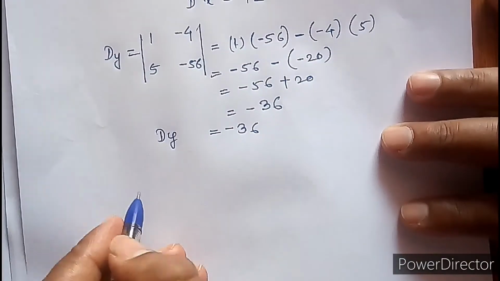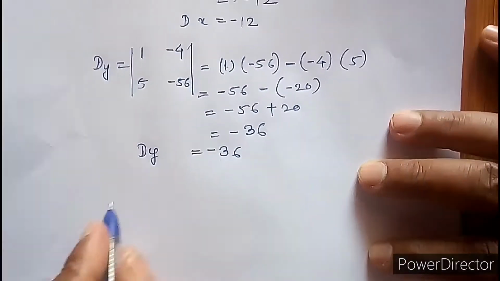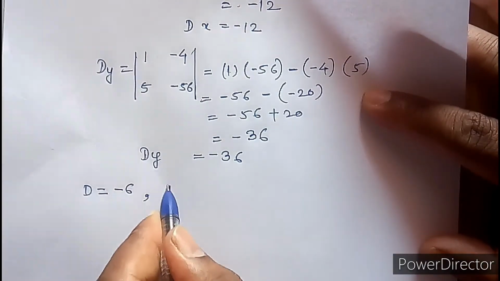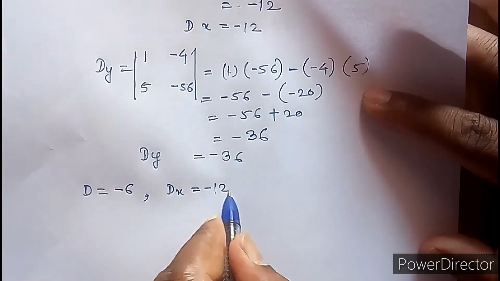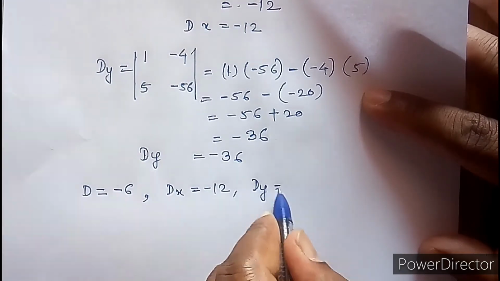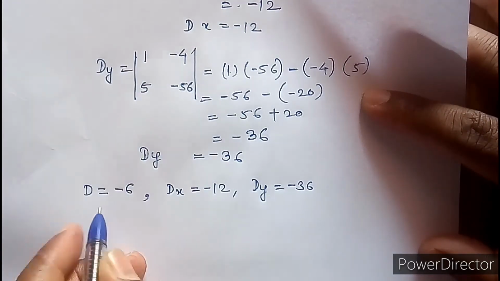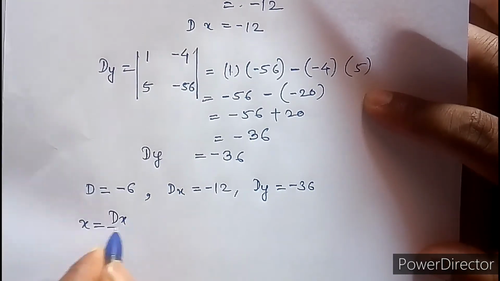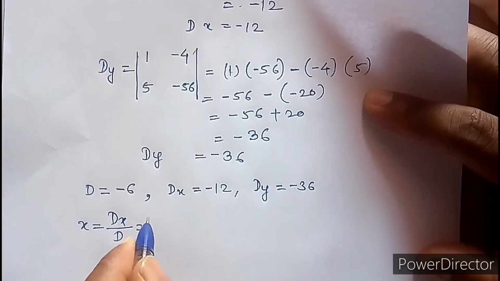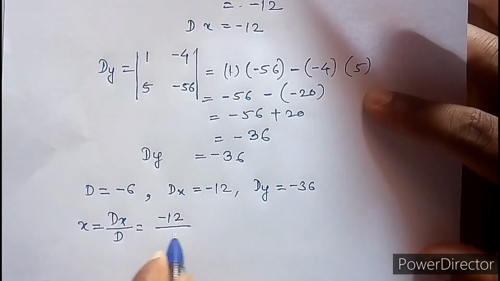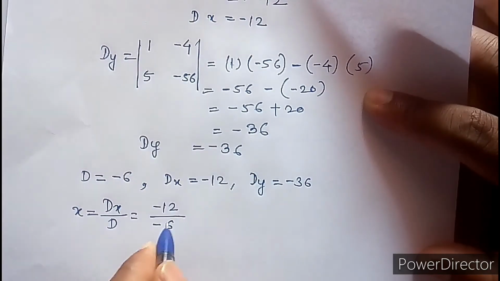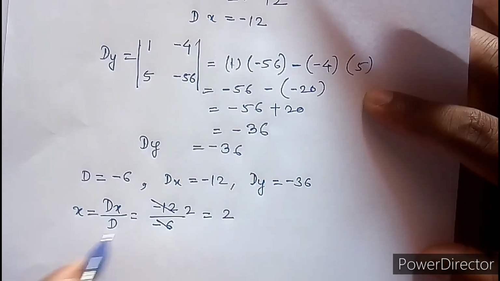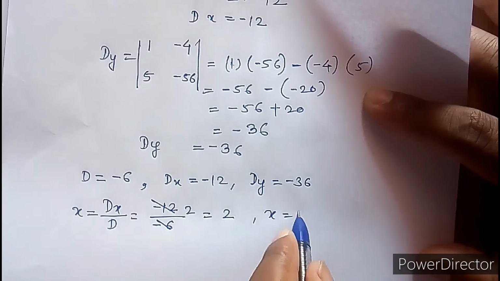Now we get the values of Dx and Dy. The value of D is minus 6, value of Dx equals to minus 12, and the value of Dy we get is minus of 36. Now here we have to find the value of x. We know the formula, that is Dx by D. We get the value of Dx, that is minus of 12 divided by D, that is minus of 6. On cancellation, we get 2. Here we get the answer 2. The value of x equals to 2 we get.